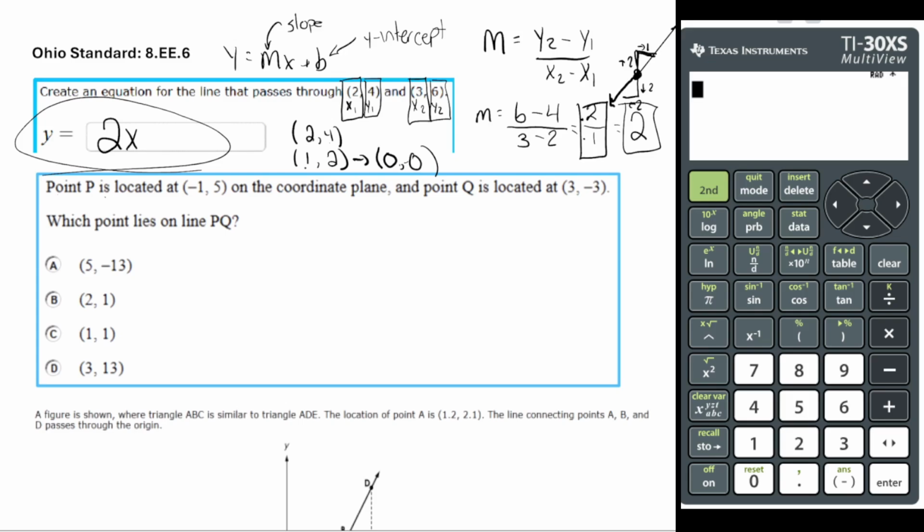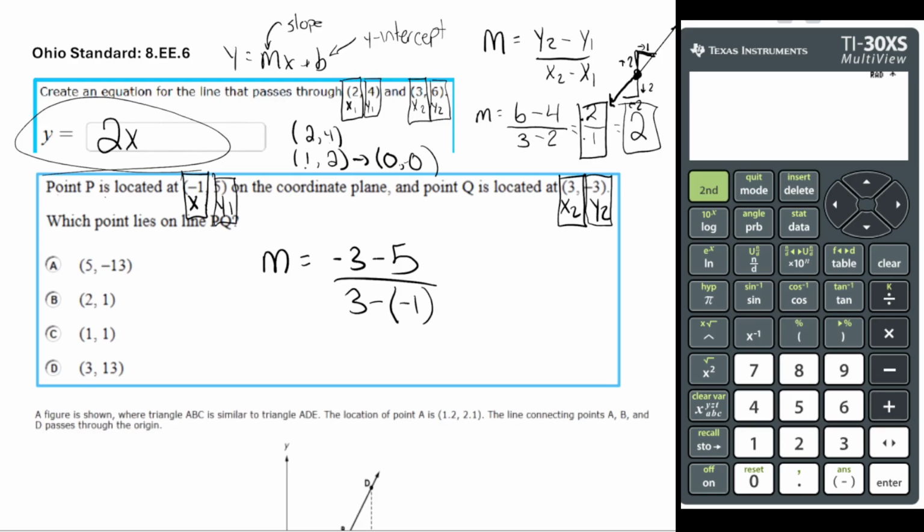Point P is located at (-1, 5) on the coordinate plane, and point Q is located at (3, -3). What point lies on the line? So (-1, 5) is going to be our x1, y1. (3, -3) will be our x2, y2. And we're going to set up our slope formula. y2 is negative 3 minus y1, which is 5, over x2, which is 3, minus x1, which is negative 1.